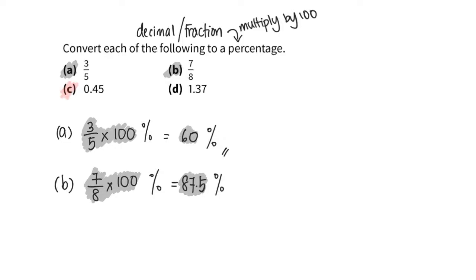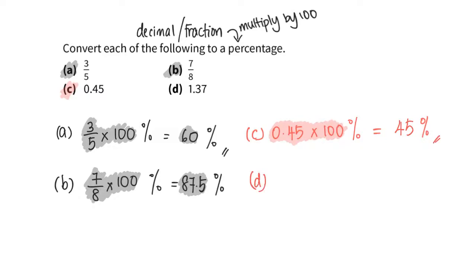Part C is the same. All we have to do is to multiply by 100%. Again, the unit is percent. All we have to do is 0.45 times 100. That will give me 45. So the answer is 45%.